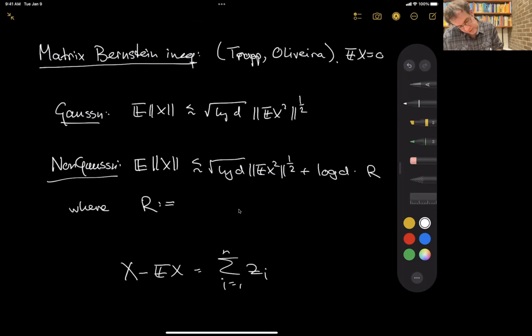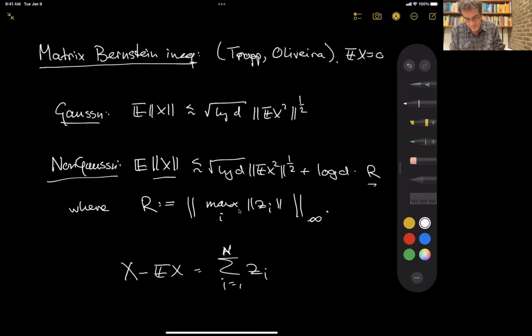R is just the maximum size of these summands. Maybe I'll take the infinity norm; let's say I assume they're all bounded, and I just take the maximum norm of the summands. So you see, if big N equals 1, if I take just one summand, I've described every random matrix. But then R would just be equal to the L infinity norm of the norm of X, and the inequality would be useless.